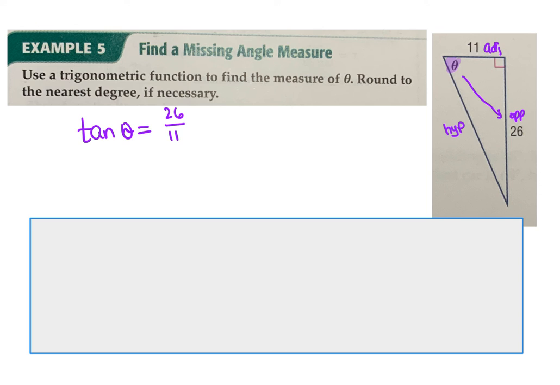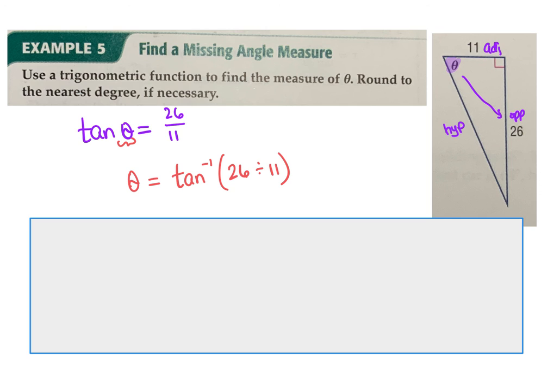Now there's no need to walk through this and show that you're doing the inverse of both sides. You need to be aware that you have set it up correctly, that I have the opposite over the adjacent. So to solve for theta, theta should equal the inverse tangent of 26 divided by 11. And that's exactly what you're going to do in your calculators. You're going to press the inverse tangent button, open a parenthesis, do 26 divided by 11, and close the parenthesis.